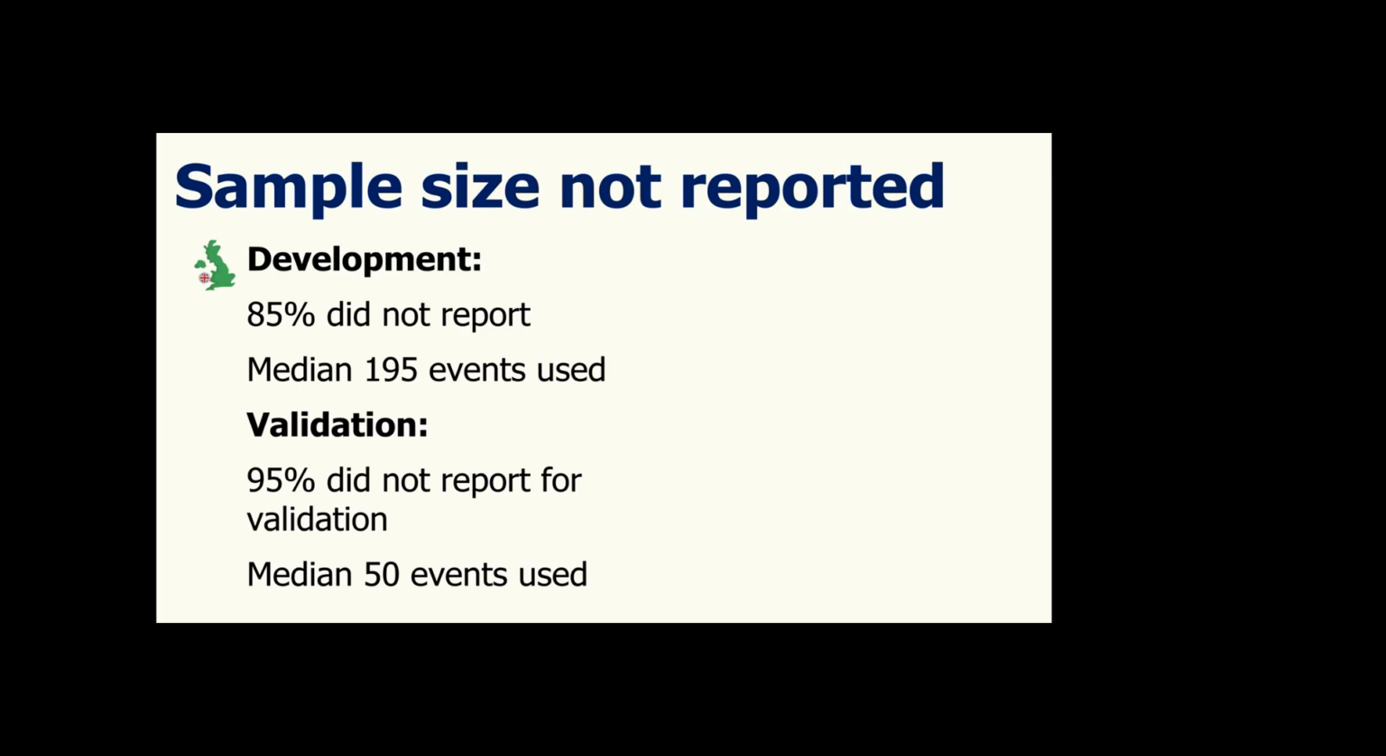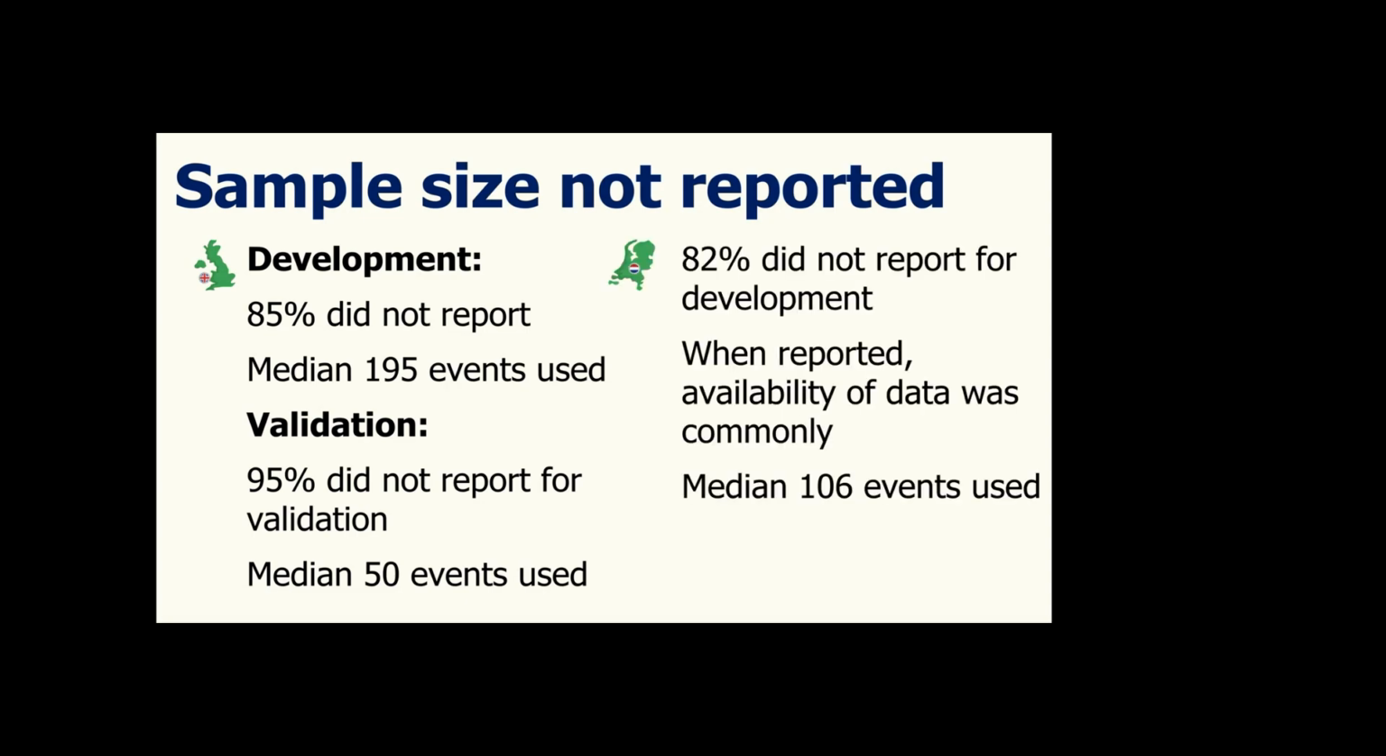In terms of actual numbers, we found in the Oxford review, when it came to development, 85% didn't report their sample size. How they actually arrived at their sample size wasn't reported. And we found that a median of 195 events were being used to develop the model. When it came to validation, it was an even higher proportion that weren't justifying their sample size, with a median of 50 events being used to validate models across these studies.